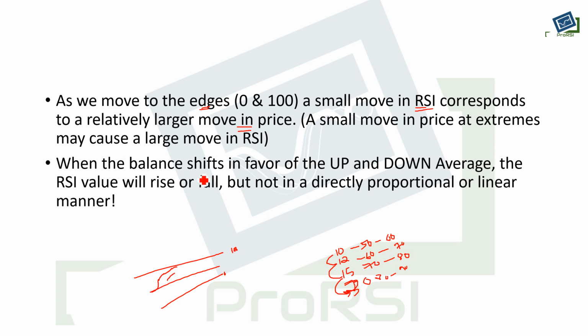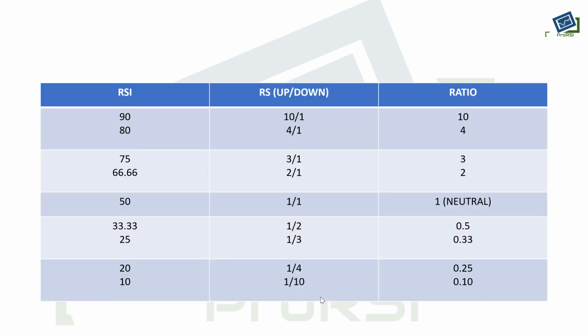And when the balance shifts in favor of the up or down average, the RSI value will fall or rise not directly proportional, not in a linear manner. As explained here, the manner will not be linear. So even if the RSI moves 10 points, the price movement is more. This is a disproportional relationship. Now let us look at this table and everything will be clear.